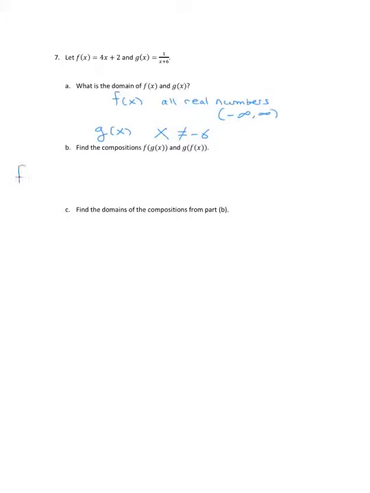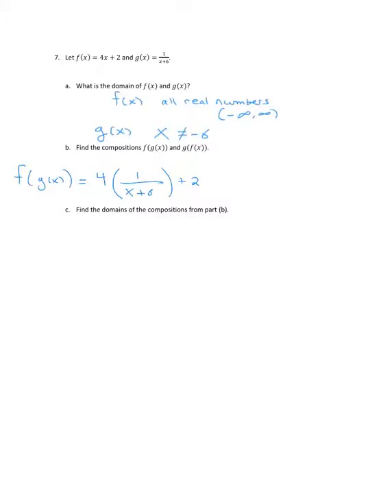So f of g of x is relatively simple. It's the function f, but wherever I see x, I instead write 1 over x plus 6. And that's it. You could try to simplify this further. I say leave it here.